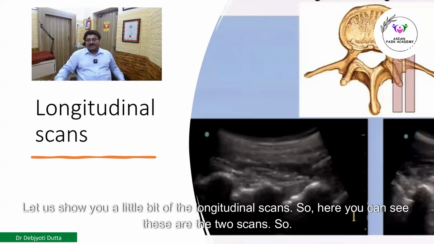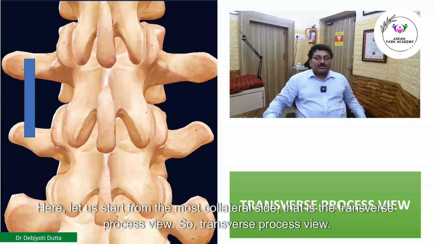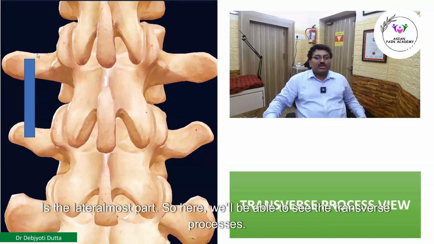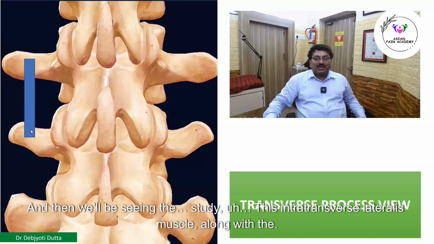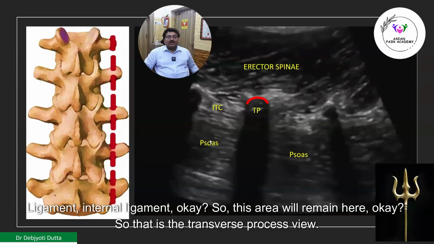So here you can see these are the two scans. Let us start from the most lateral side, that is the transverse process view. The transverse process view is the lateral-most part. Here we will be able to see the transverse processes, and then we will see the intertransverse muscle along with the ligament, the intertransverse ligament. So that is the transverse process view.